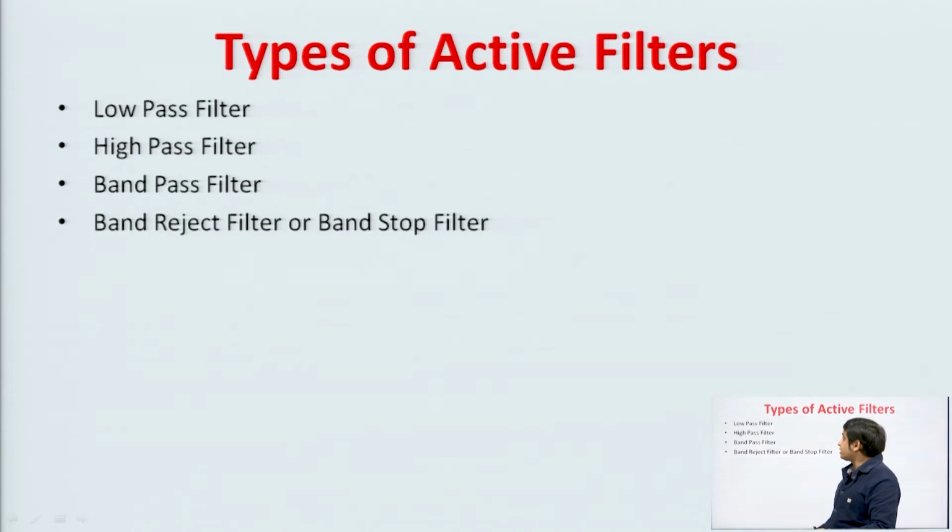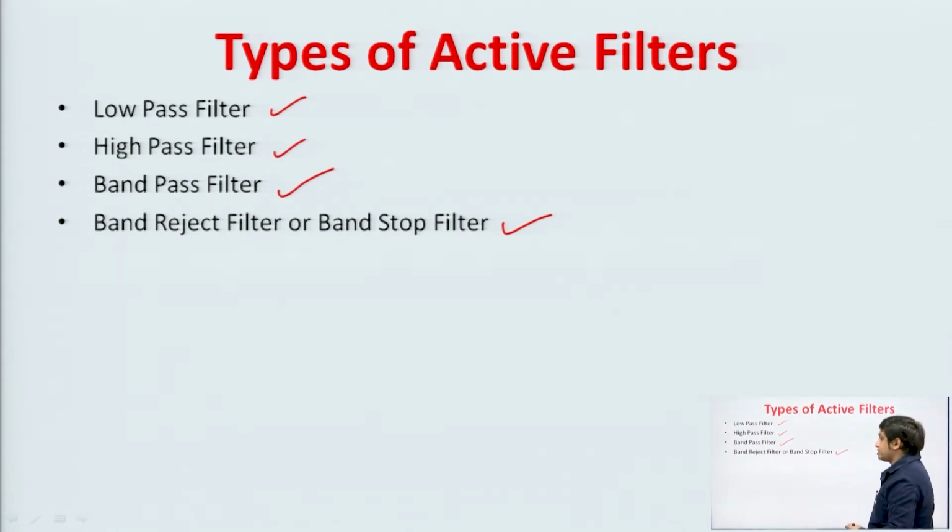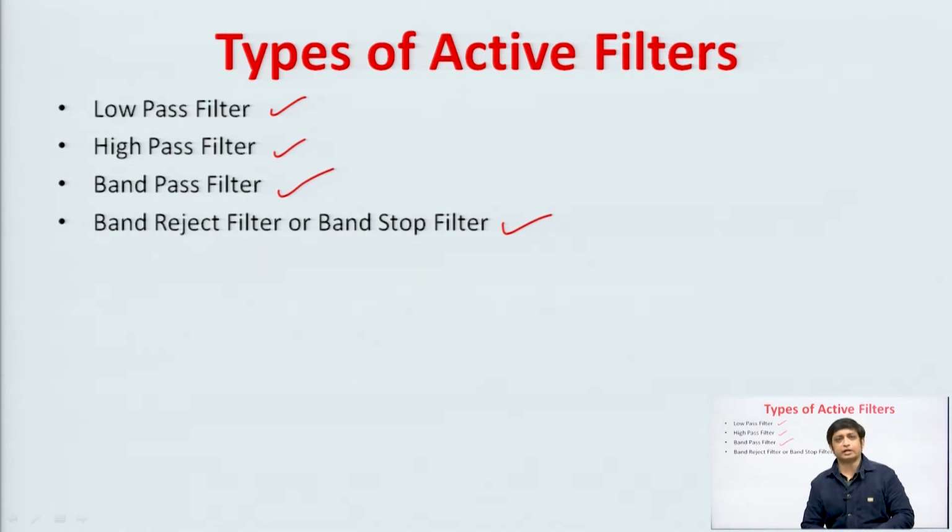There are 4 different types of active filters: low pass, high pass, band pass and band reject filter. Band reject filter is also called band stop filter, and also called band elimination filter. Apart from these 4 filters, there is another category, that is all pass filter. That all pass filter passes all the frequencies, but changes the phase.